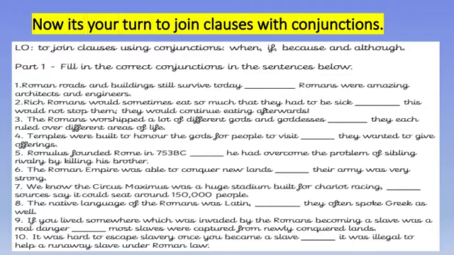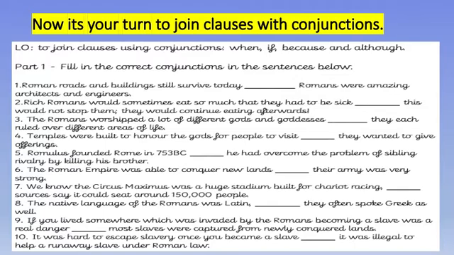Part 2 is asking you to write your own sentence for each one of the conjunctions. So you need to join together 2 clauses. It can be about any subject you want. It could be about something you enjoy doing, maybe somewhere you want to go. It doesn't have to be about the Romans, but it can be if you want it to be. And 1 sentence for each of the conjunctions. So 1 using when in the middle, 1 using if in the middle, 1 using because, and 1 using although.